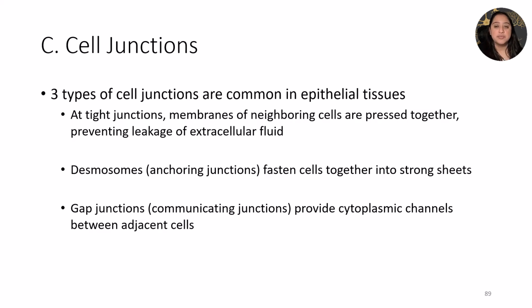In animals, there are 3 types of cell junctions that are common in epithelial tissues. So there are tight junctions, desmosomes, and gap junctions. So at the tight junctions, membranes of neighboring cells are pressed together, preventing leakage of extracellular fluid. Desmosomes, also called anchoring junctions, help fasten cells together into strong sheets. And then gap junctions or communicating junctions provide cytoplasmic channels between adjacent cells.